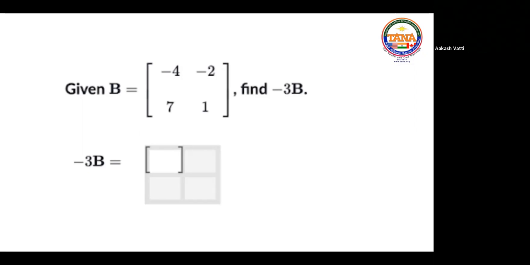All right, so the way you do this problem is technically just -3 times the matrix of -4, -2, 2, 7, 1. And the way you do a number times a matrix is you multiply each of these by this number. So for the resulting matrix, you do -4 times -3.